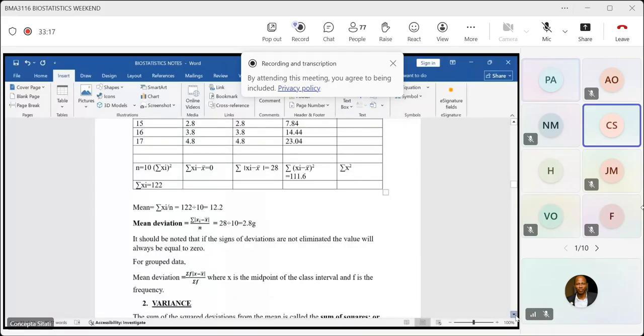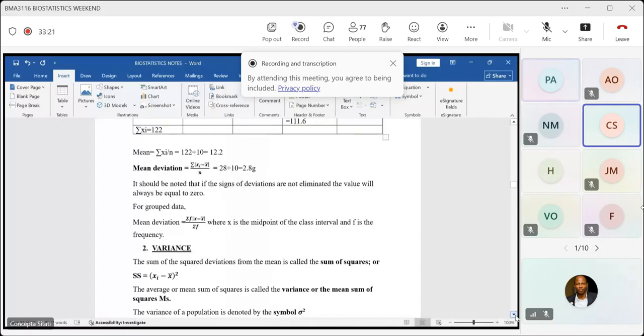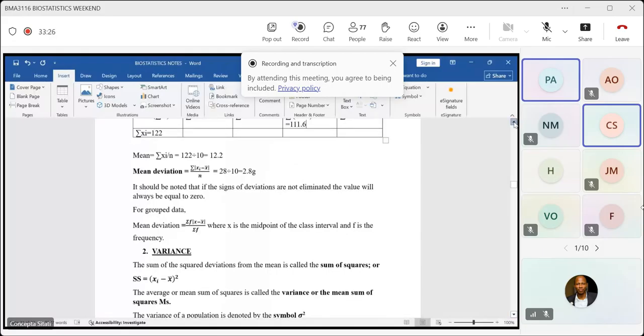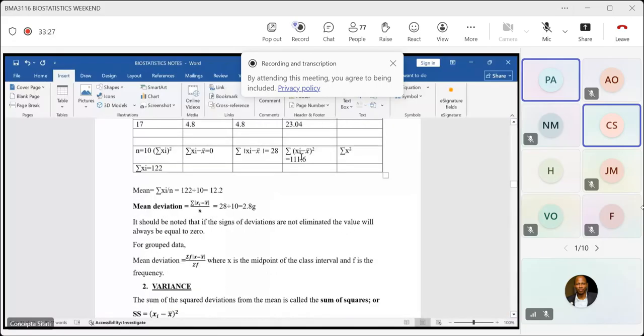We want to look at the variance. What is the variance? What we have here, let's go up. This one that we have here, summation of x sub i minus x bar squared, is called the sum of squares. Can we continue writing under variance as our third?